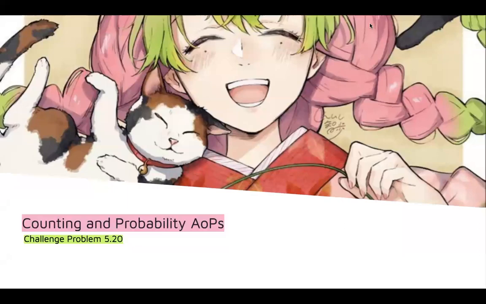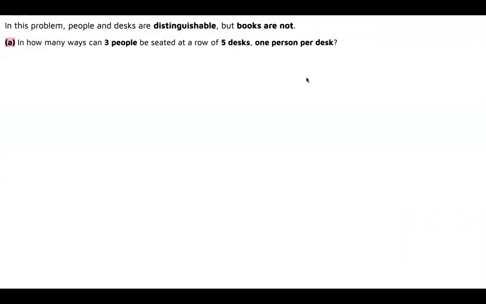Okay, so in today's video, I'll be explaining counting and probability AoPS challenge problem 5.20. The problem states, in this problem, people and desks are distinguishable, but books are not. So this is a classic indistinguishable and distinguishable problem, kind of. In how many ways can three people be seated at a row of five desks, one person per desk?